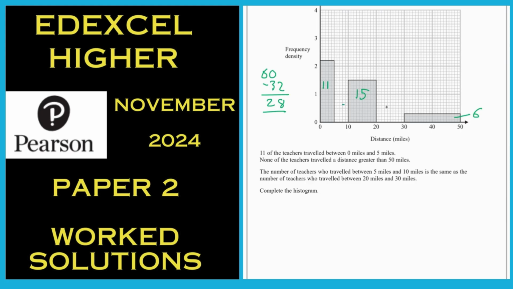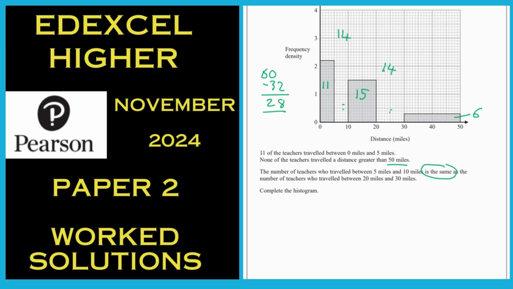The other 2 bars that are missing will represent 28 teachers. None of the teachers travel greater than 50. Great. The number of teachers for this bar is the same as the number of teachers for that bar. Or in other words, 14 for each bar. Each bar must have an area of 14.